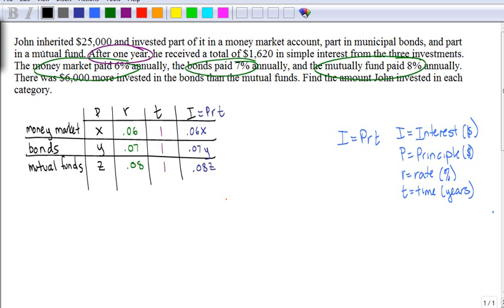So the first number here is he inherited $25,000 and invested. So that is a principal. So that's why I use this column. And if I add all those three amounts together, we know it's going to be $25,000. The second number I have here that I have not used is the 1620. That's the amount of simple interest. So that would be this column. And if I add all those interest expressions up, I know I end up with 1620.